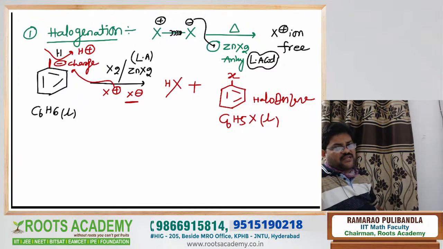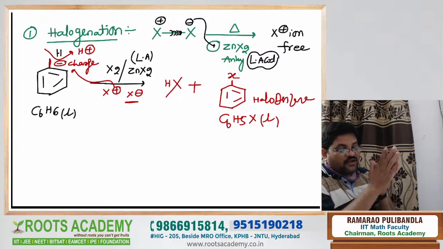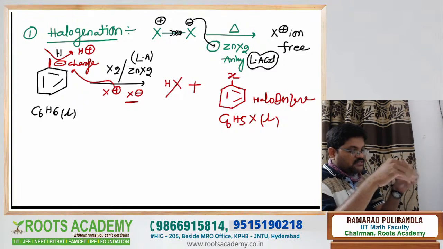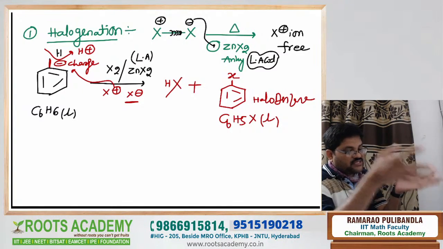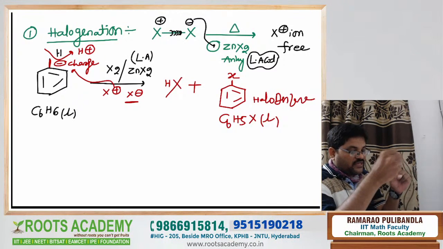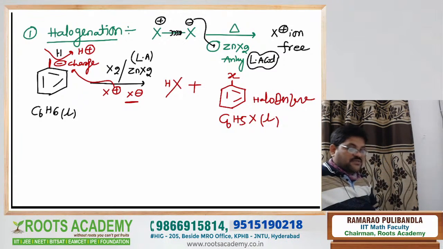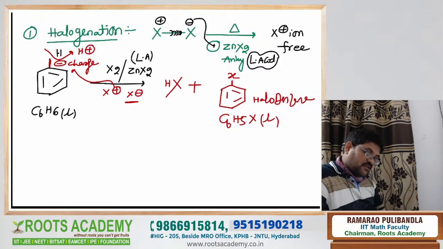Let me repeat once again because this one is somewhat difficult. In the benzene, adding of halogen. What is halogen? X2. X2 means X plus, X minus. Lewis acid is a catalyst. X minus is removed by the Zn-X2 of Lewis acid. Now the X plus ion is free. The free X plus ion attacks the benzene with sigma bond. Sigma bond is negative charge and you get halobenzene, and the mole of HX. That is called halogenation. Clear what I am saying?